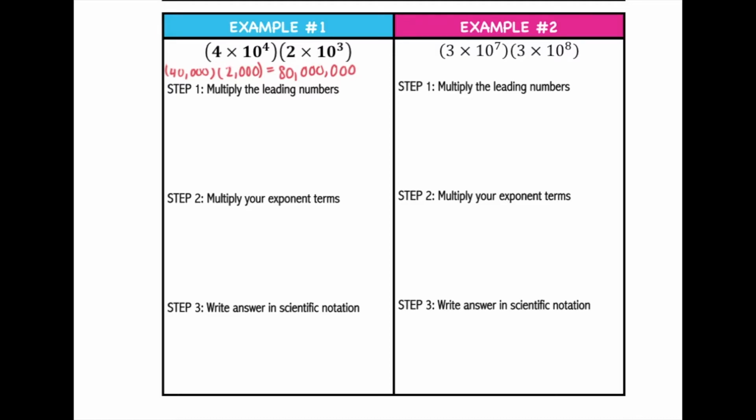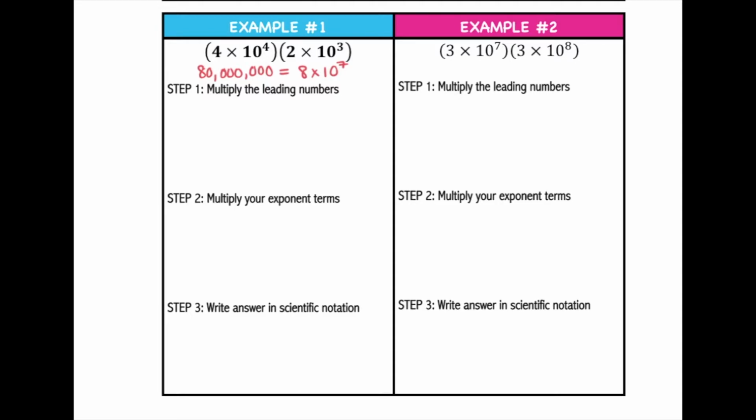So I'm going to erase this for now. Just remember that this is equal to 80 million, which if we rewrite 80 million in scientific notation, what we should get by the end of this is 8 times 10 to the seventh power.